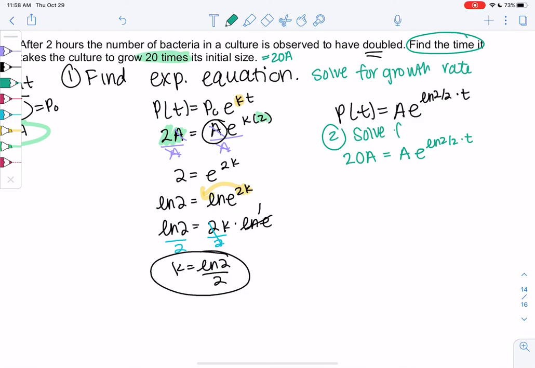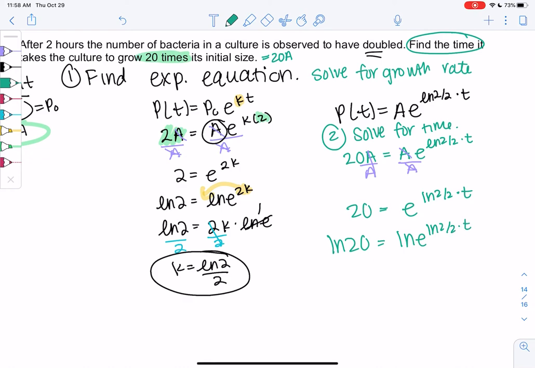So we'll solve for time. So again, we don't know A, which is fine because we divide by A and it goes away. So 20 equals e to the ln of 2 over 2 times t. I'm going to go ahead and take the ln of 20 and the ln of all that. So ln of e to the ln 2 over 2 times t. And maybe we're even noticing we can just immediately cross out ln e and the powers left. So ln of 20 equals ln of 2 over 2 times t.